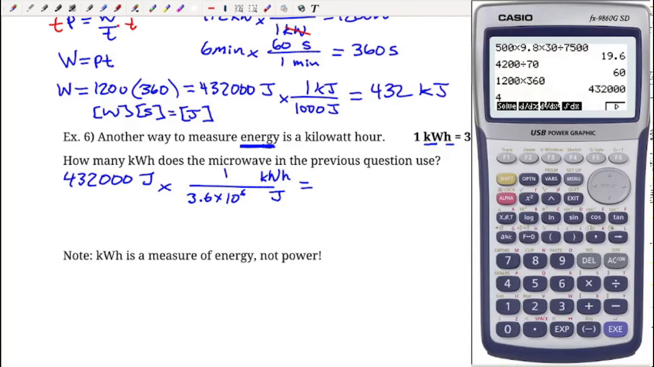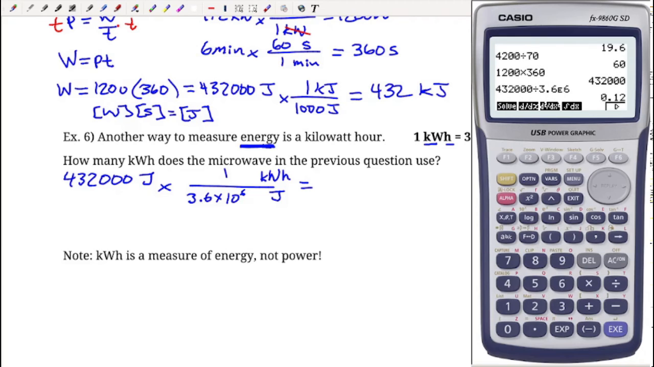So I've got 432,000 times 1 over 3.6 times 10 to the power of 6. Remember to use your scientific notation. And that gives me 0.12 kilowatt hours. 0.12. The joules are going to cancel, and I'm left with kilowatt hours as my units.